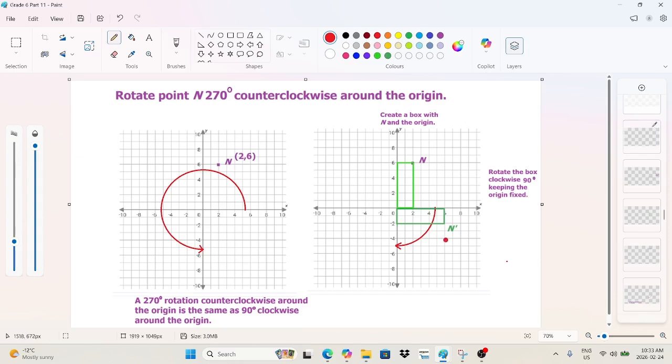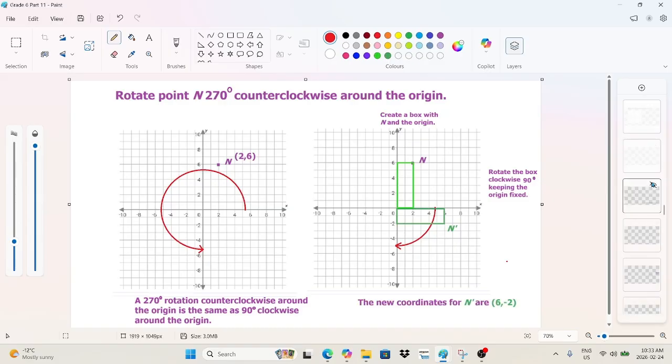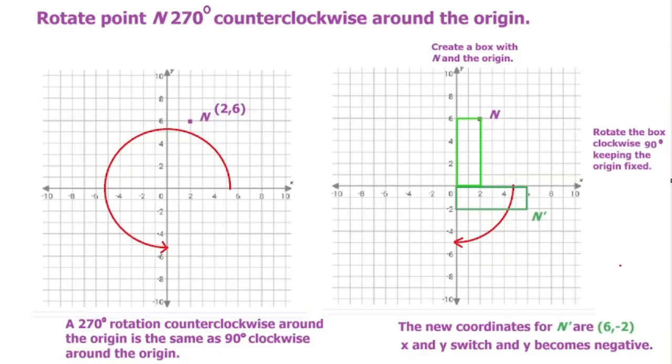So here's our new N prime right here. The new coordinates for N prime are 6, minus 2. 6, minus 2. X and Y switch and the Y becomes negative. So that's the rule for rotating a point counterclockwise 270 degrees. What happens is X and Y switch and the Y coordinate becomes negative.